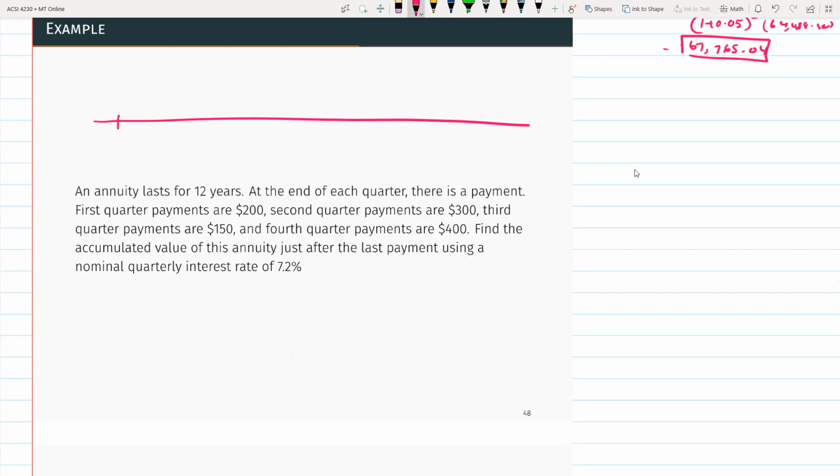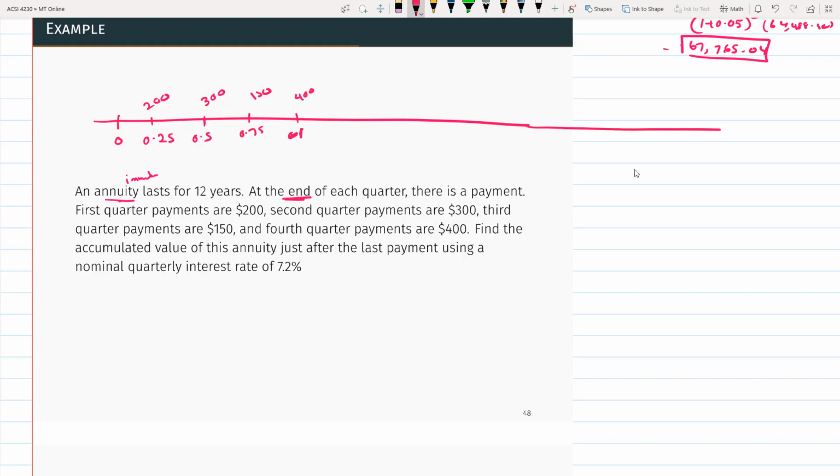If you draw this, at 0, then 0.25, 200, 0.5, 300. The annuity says at the end, so it's an annuity immediate. At 0.75, it's 150, and at 1, it's 400. Then it's going to repeat again and again.